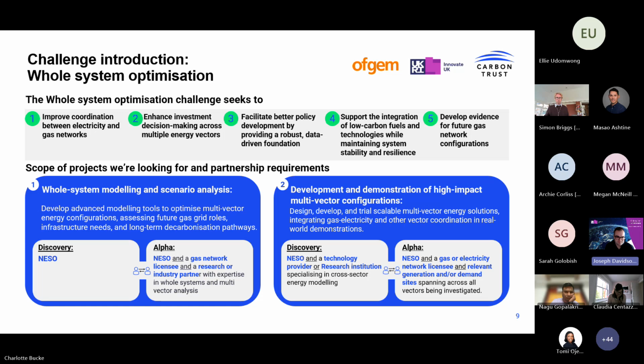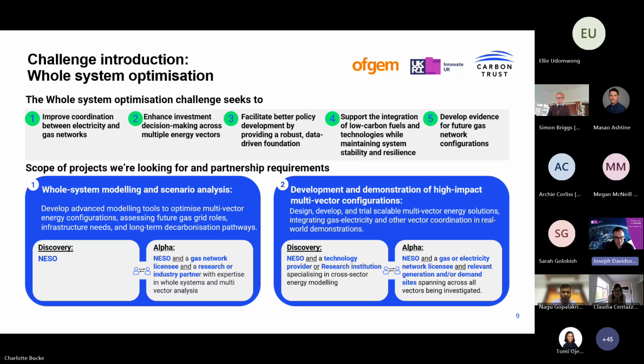Next slide, please. In terms of the challenge specifically, so in our challenge document, we outline a number of specific scopes that a project under the SIF must address to be eligible under a challenge. Under this challenge 7, there are 2 specific scopes. The first one is on whole system modelling and scenario analysis. So this is looking at advanced modelling tools for optimising across vectors and thinking about future gas grid roles, infrastructure needs, and long-term decarbonisation pathways.